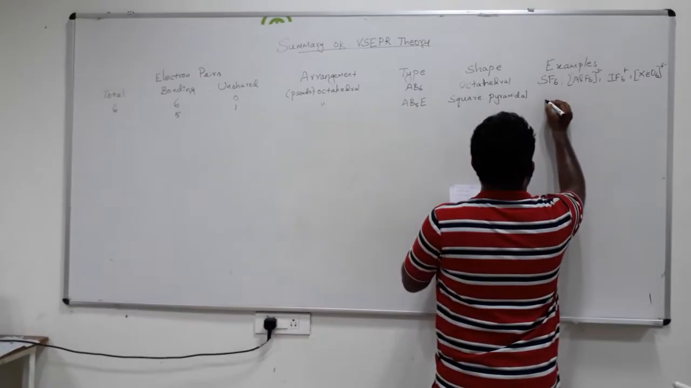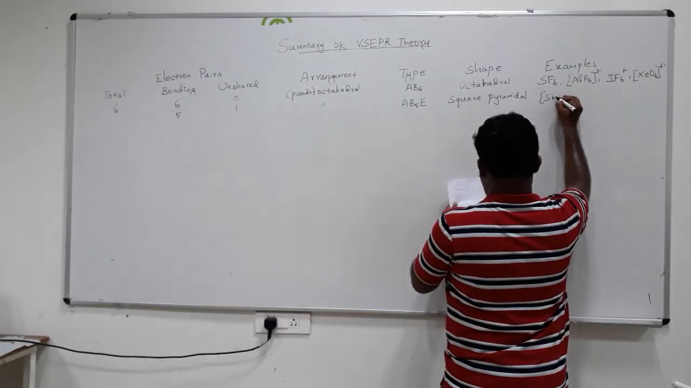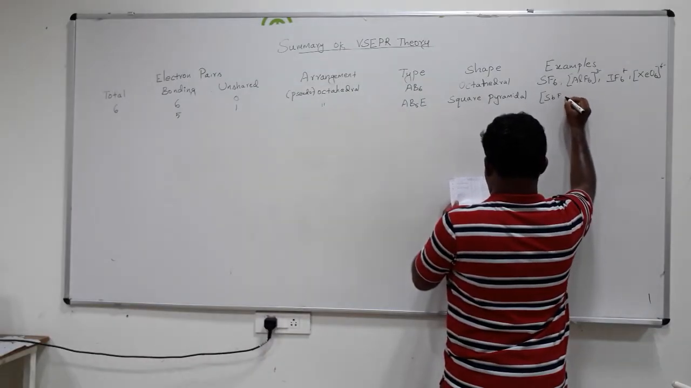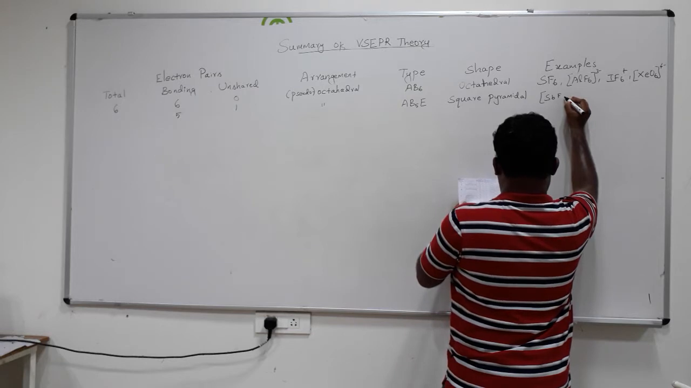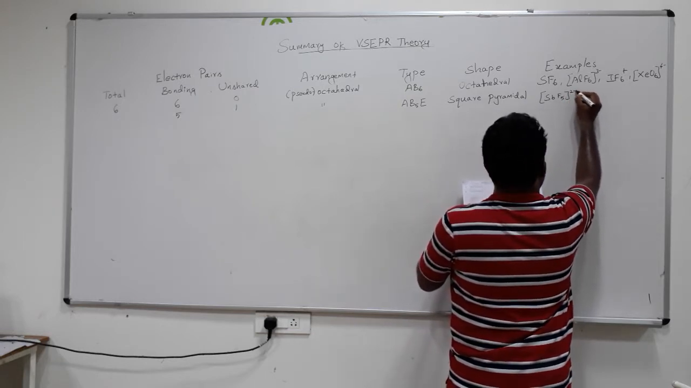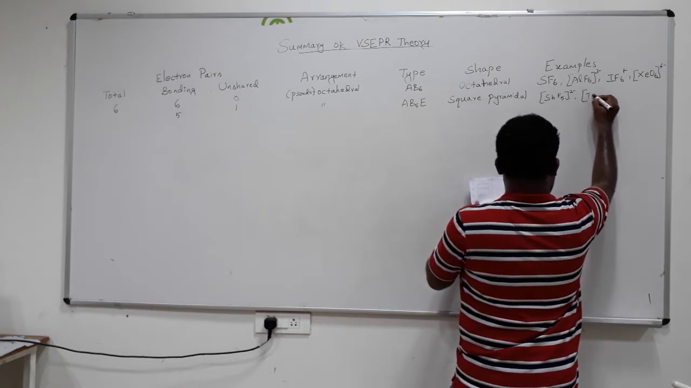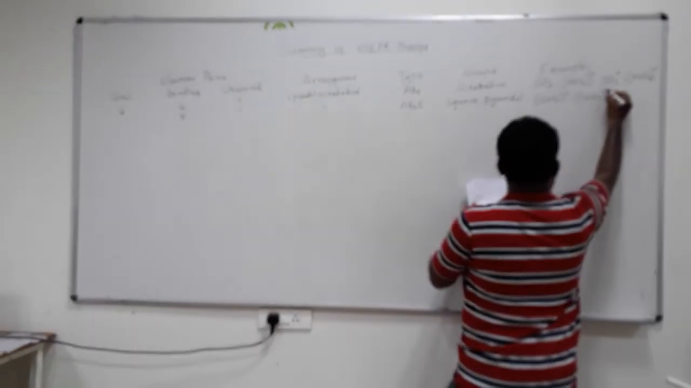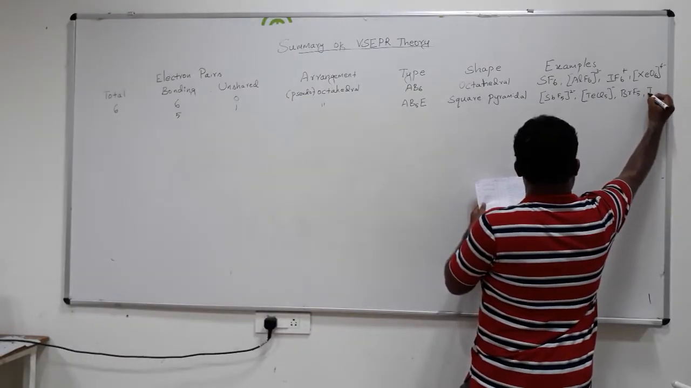Square pyramidal: SbF5 2 minus, TeCl5 minus, BrF5, IF5.